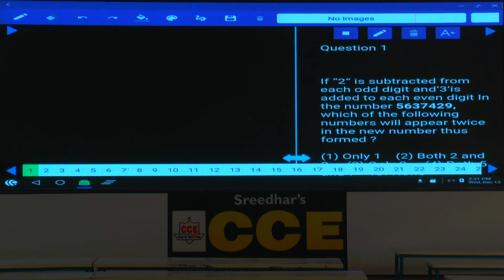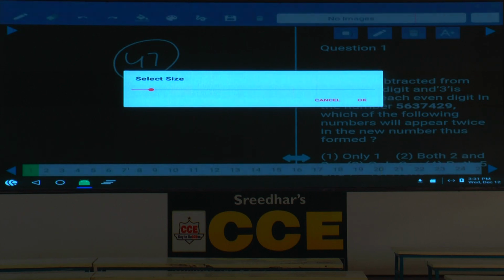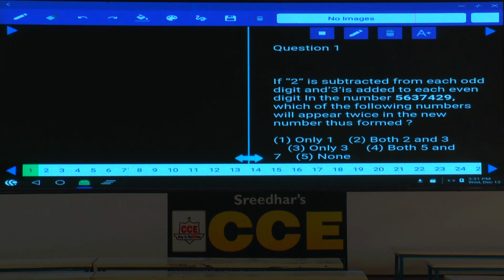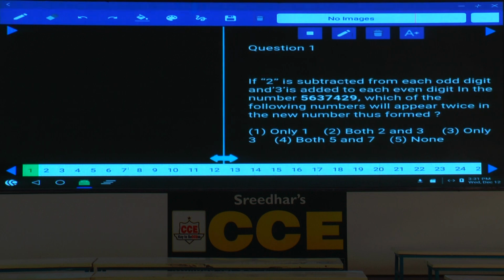Paper number 47. Now in this paper number 47, question number 1. In this question, what is the information given here? If 2 is subtracted from each odd digit, what is the number here? 5637429 is the number.